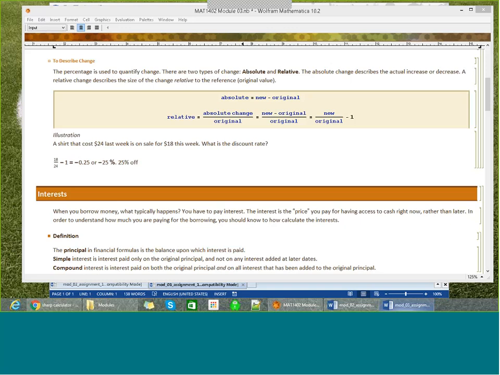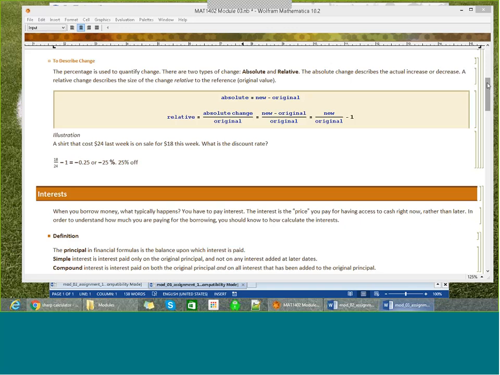So the relative change could be, well, either one. The change could be a positive number or negative number. So if it's a negative, that's a discount. If it's positive, that's the increase. Okay. Do you have any questions there? Okay, sounds good. Moving on.